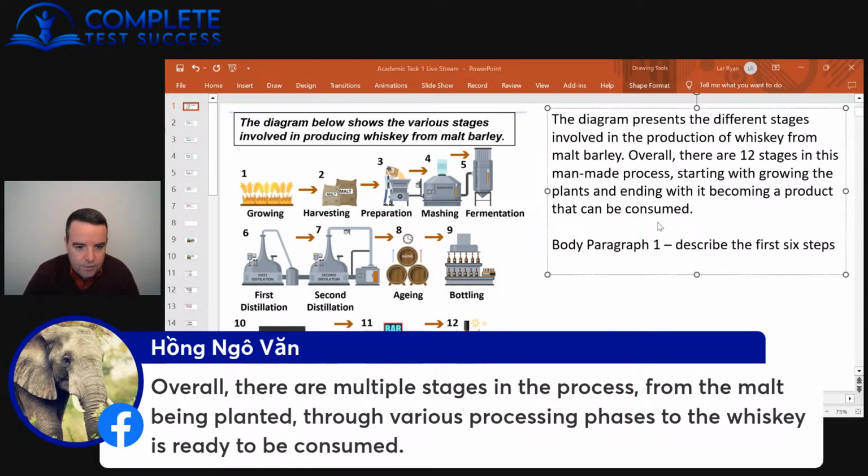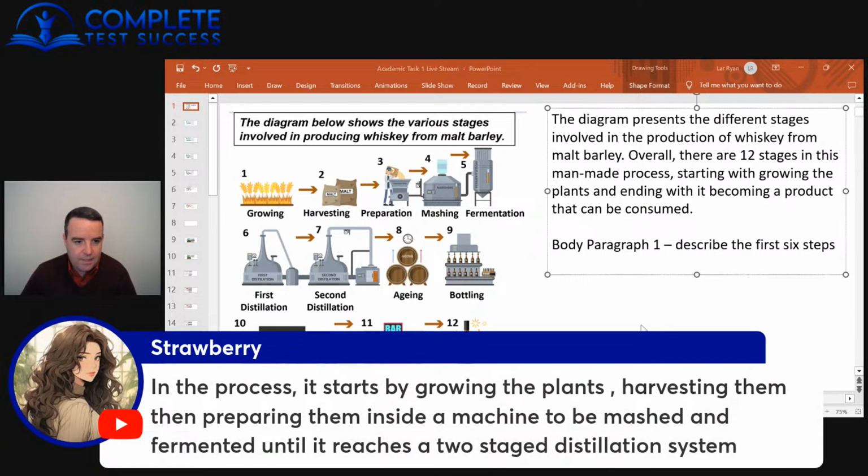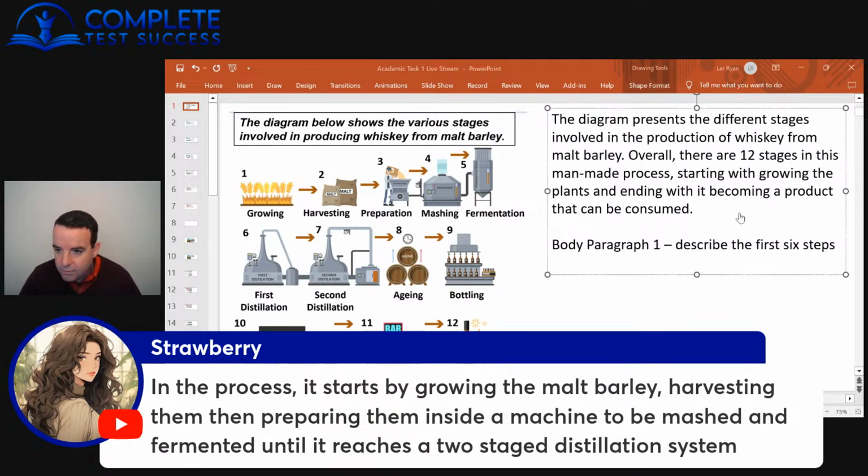So overall, there are multiple stages in the process, from the malt being planted through various processing. Okay, so we looked at that one already. And here's Strawberry with the first attempt at body paragraph 1. I see you have another one down here. There must be some changes made. Okay, in the process, it starts by growing.